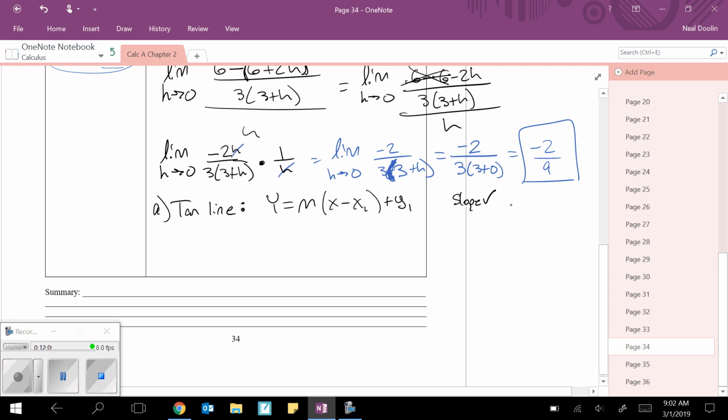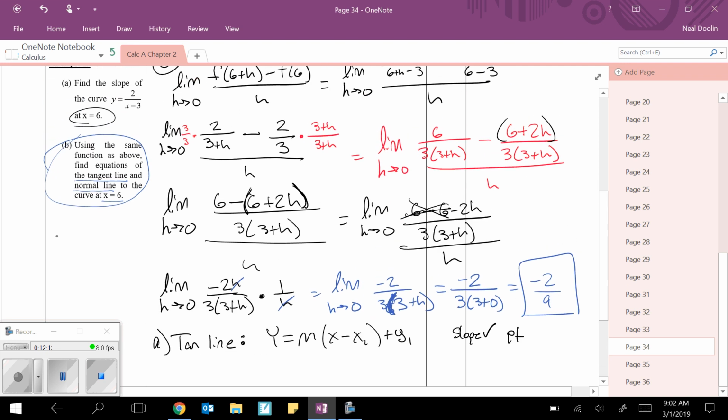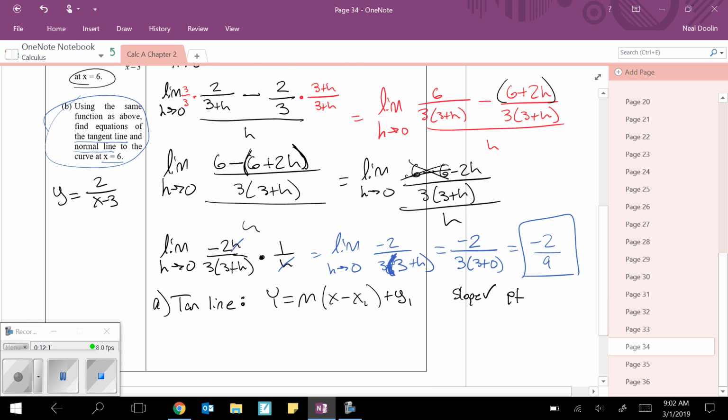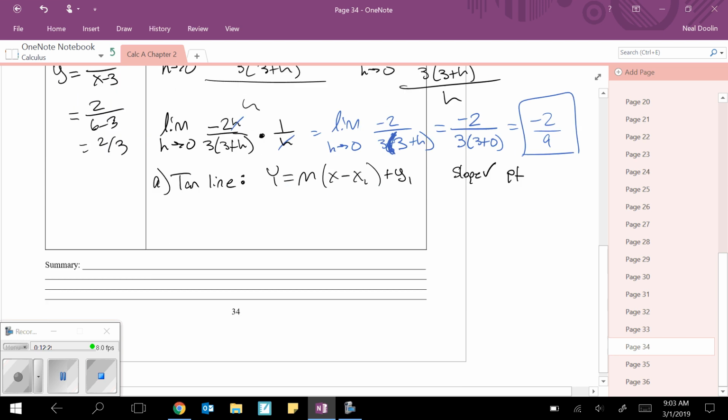So let's come back to the function real quick. It's y equals 2 over x minus 3. Let's substitute in 6 real quick. Oh, I guess we already had that somewhere up there. Oh well. 6 minus 3 equals 2/3. There it was. That's the point we were looking for. Sorry. Oh well. We have slope, we have a point, so we can figure it out.